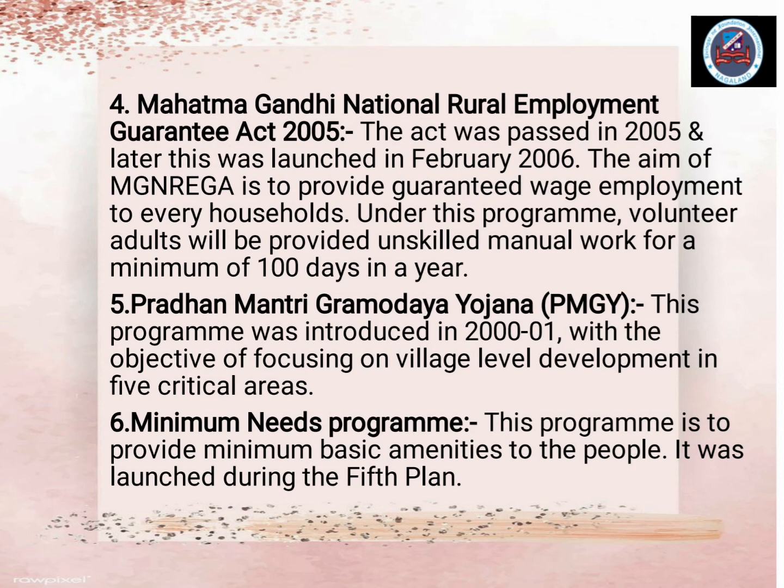The Minimum Needs Program, we call it MNP, is to provide minimum basic amenities to the people. It was launched during the 5th plan. The program covers primary education, adult education, rural health, rural water supply, rural roads, rural electrification, rural housing and environmental improvement of urban slums. This is expected to improve the quality of life of the poorer sections of society.